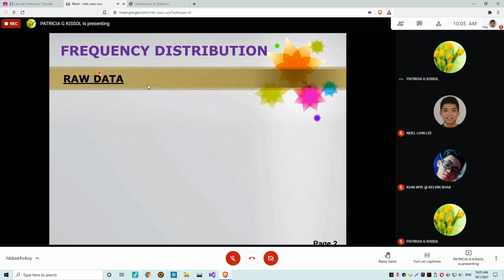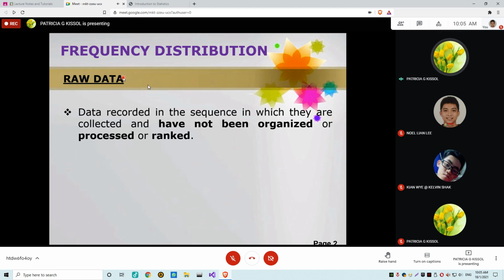So when I say raw data here, it is in reference to data that has not been arranged, it has not been organized, it has not been processed, it has not been ranked. It's simply data that has been collected and it has not been organized in any form.